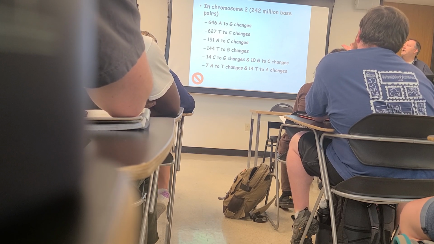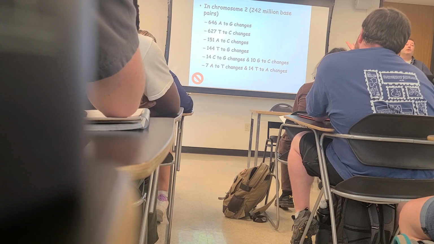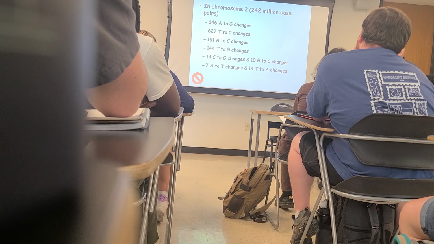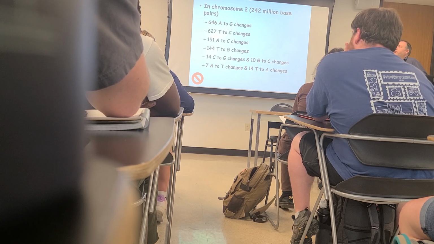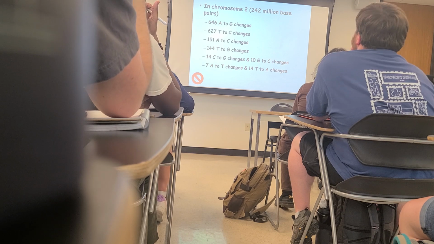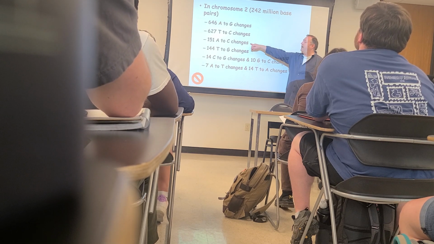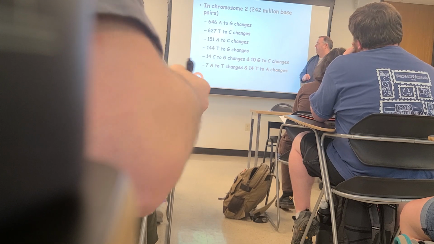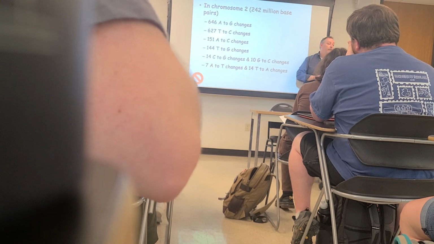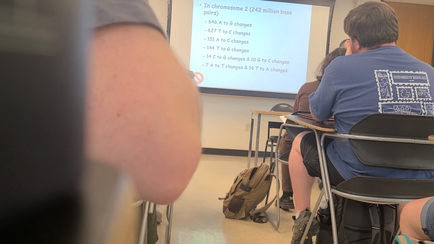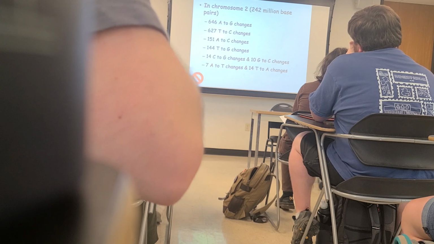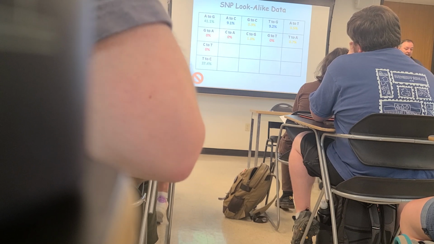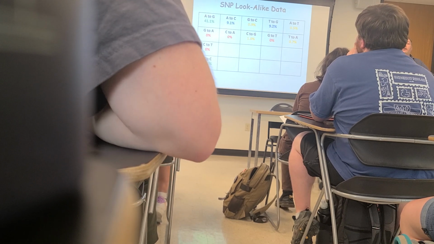So if you look at the list, a purine-purine change or a pyrimidine-pyrimidine change is the most common difference between individuals. The other changes, purine to pyrimidine or pyrimidine to purine, are less common, and some of them are not common at all. And this was true in every single chromosome. They found this type of trend. The basic idea I want you to think about is that some mutations are more common than others.